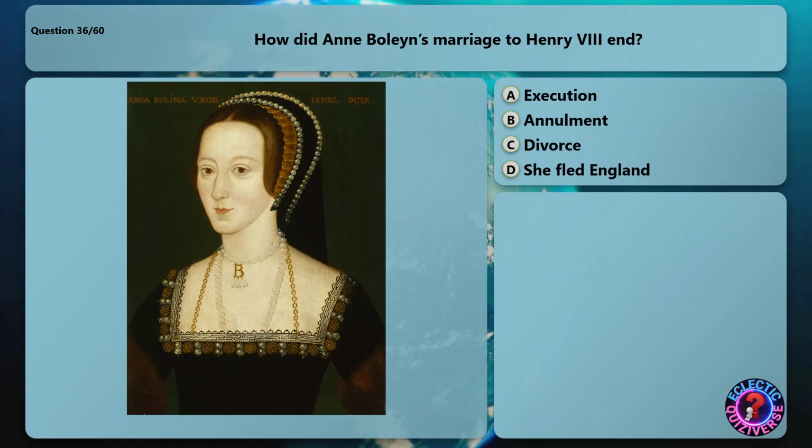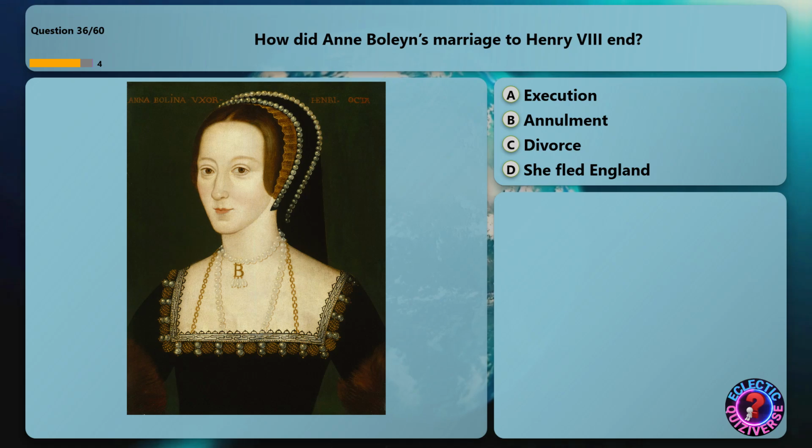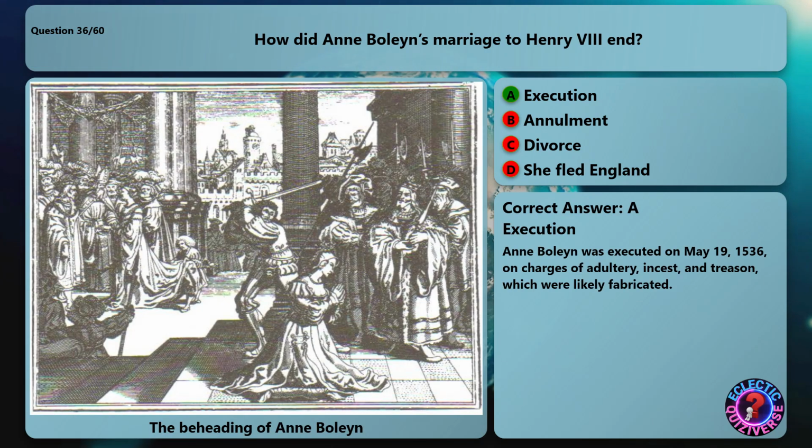How did Anne Boleyn's marriage to Henry VIII end? The correct answer is execution. Anne Boleyn was executed on May 19, 1536, on charges of adultery, incest, and treason, which were likely fabricated.